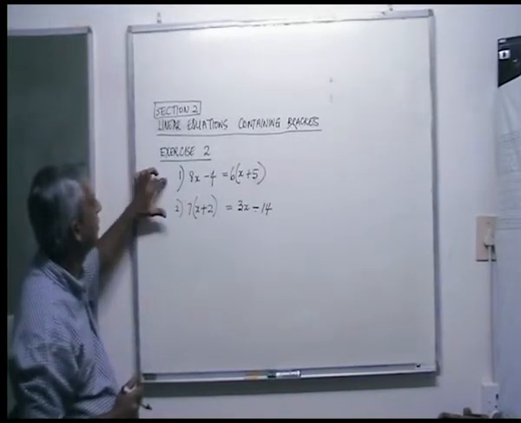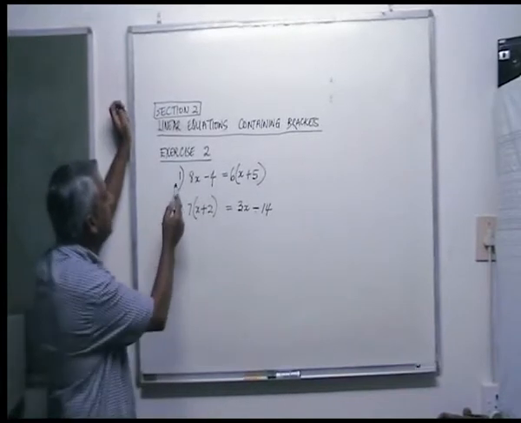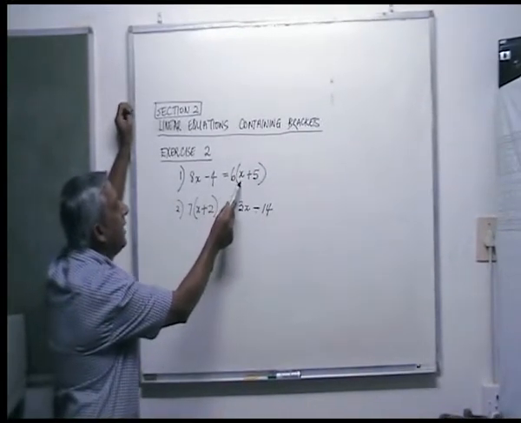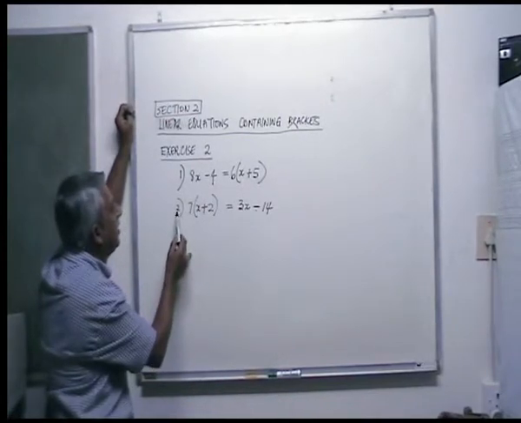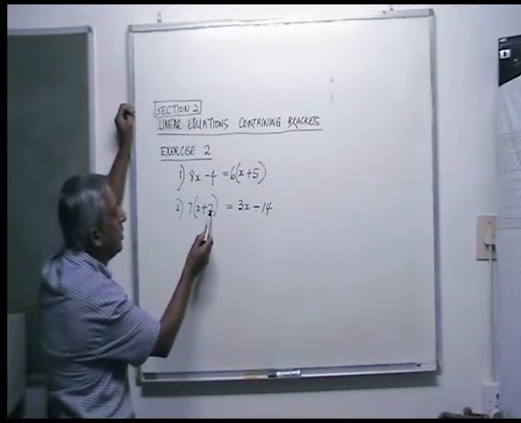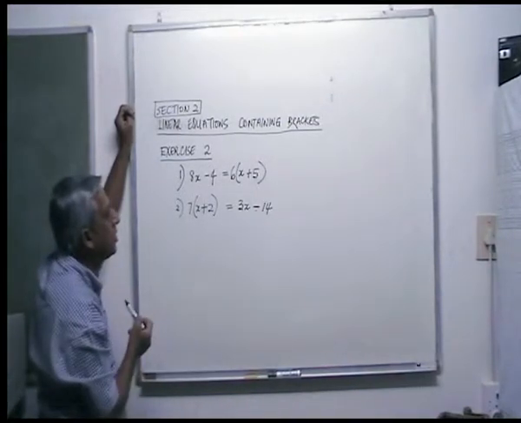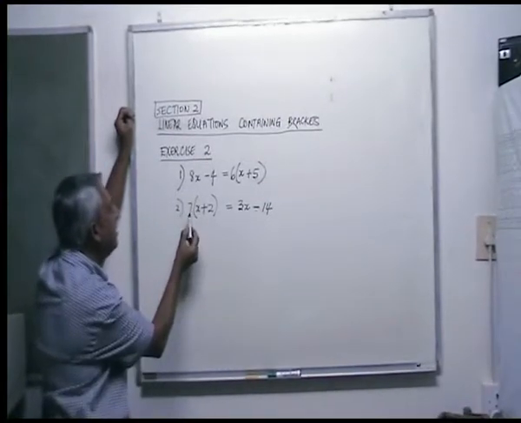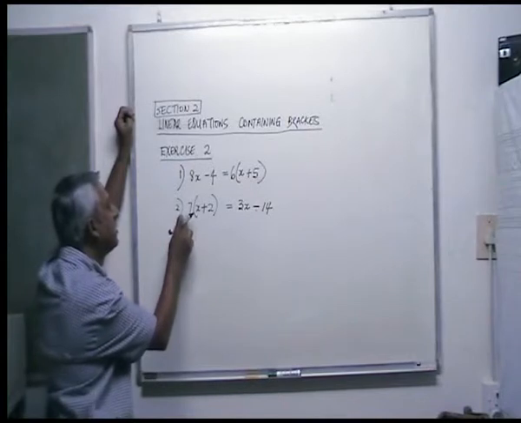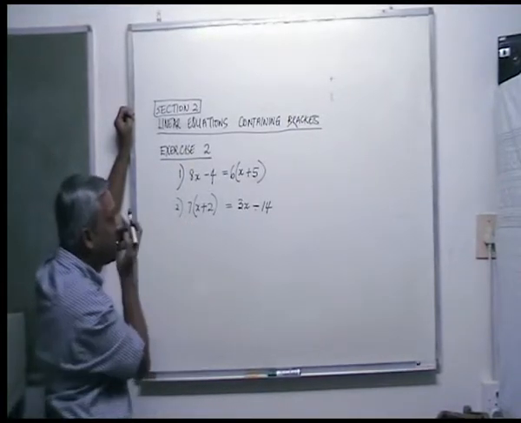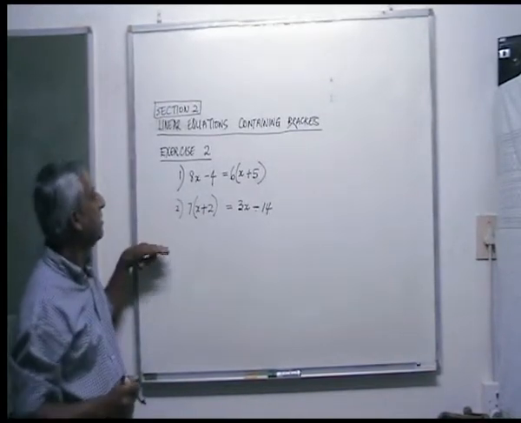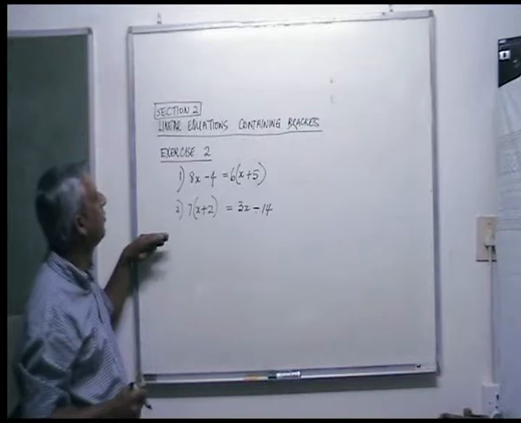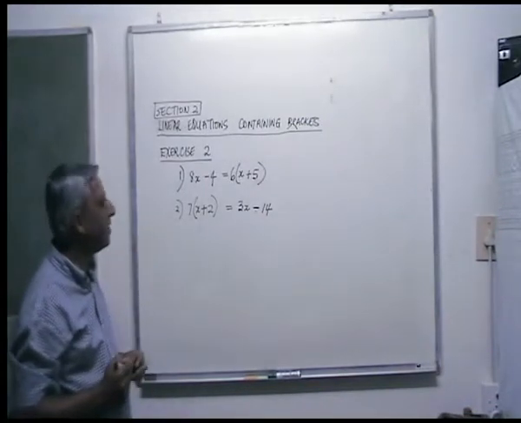Alright, so here's exercise 2. Just 2 little examples for you to try. The first example, number 1: 8x minus 4 is equal to 6 into x plus 5. Second example: 7 into x plus 2 is equal to 3x minus 14. When we have a bracket like this, 7 bracket x plus 2, in maths we say 7 into x plus 2. So you know it means 7 open bracket x plus 2 close bracket. Here are the 2 examples. Take them down, switch off the DVD, work them out, and then return to the DVD for us to mark them for you. Have some fun.